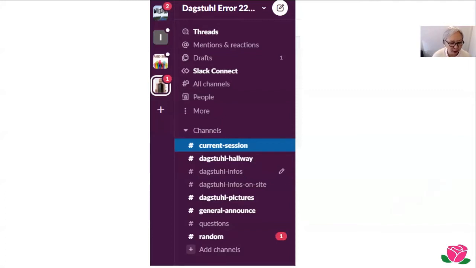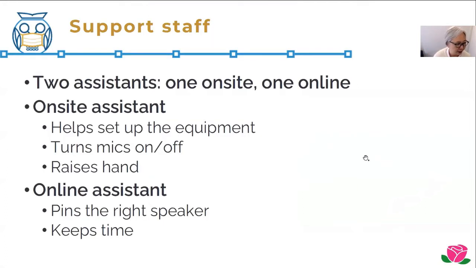While the seminar was going on, there were several Slack channels, and one of them was current session. If you had any comments or questions, you could raise your hand and speak, or you could type them in the Slack channel. And so there were several conversations going on at the same time.